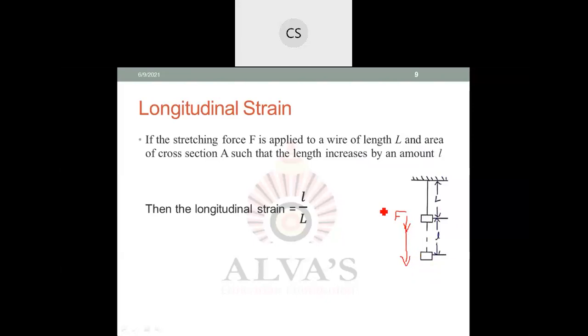All right. So the longitudinal strain is defined as strain equal to small l by L, the change in length to the original length. Right? This doesn't have any unit, because this is also length, this is also length, this is in meter, this is also in meter. So there will not be any unit for this. I hope this part is clear.